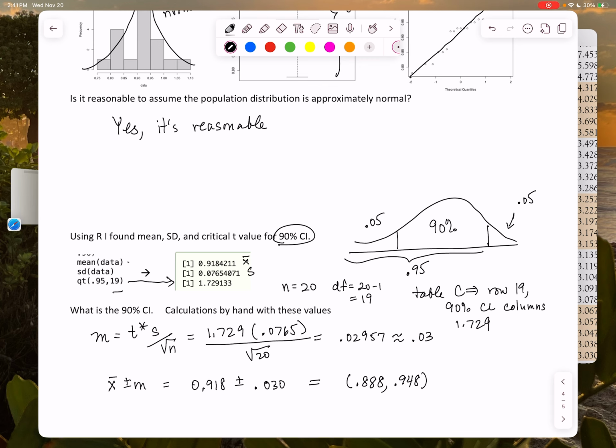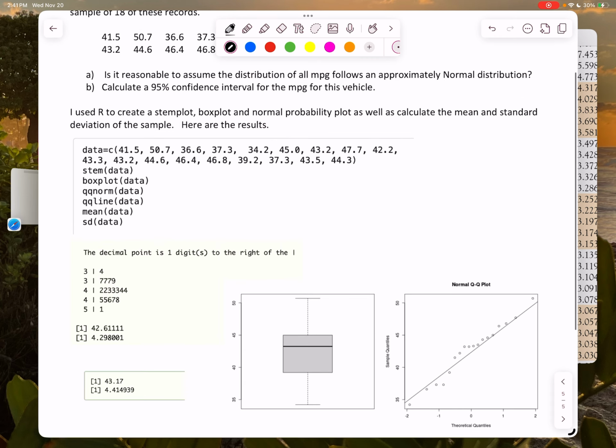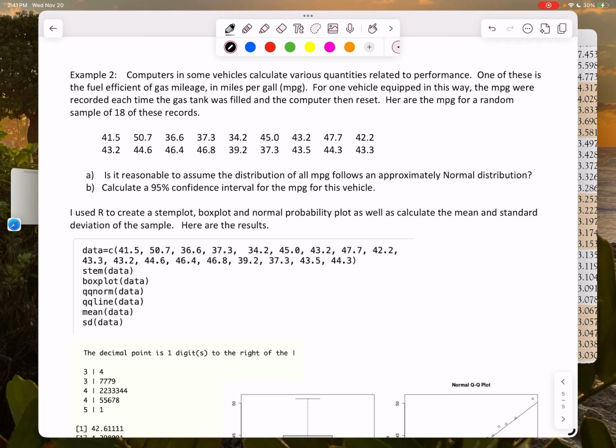So let me just do one more quick example using R. So this one here is we have computers in some vehicles calculate various quantities related to performance. One of these is the fuel efficiency or gas mileage in miles per gallon. Lots of typos here, sorry. For one vehicle equipped in this way, the MPG were recorded each time the gas tank was filled, and then the computer was reset. Here are the MPG for a random sample of 18 of them.